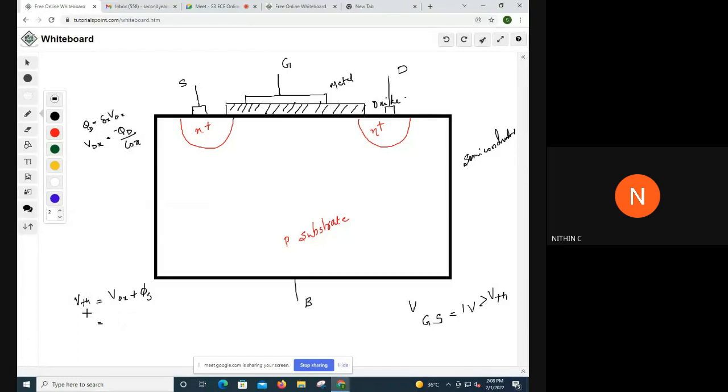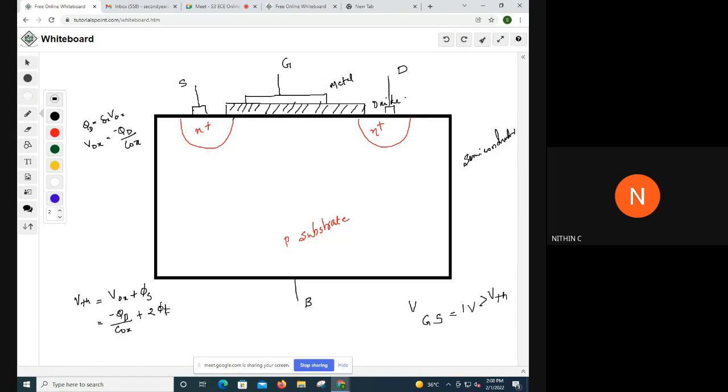So you can write that Vox is equal to minus Qd by Cox plus phi s. I'm just explaining that once again because this is very important. We are considering threshold, so the phi s value has to be 2 phi f. This is the only expression that you need to remember. This is the major expression.